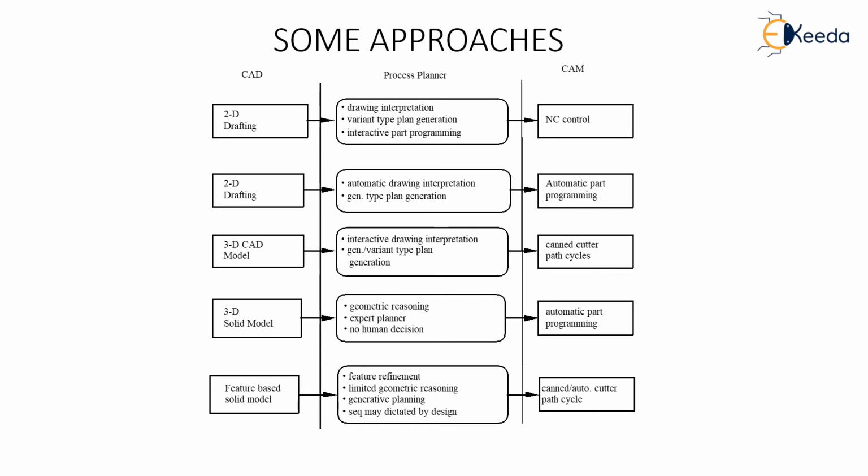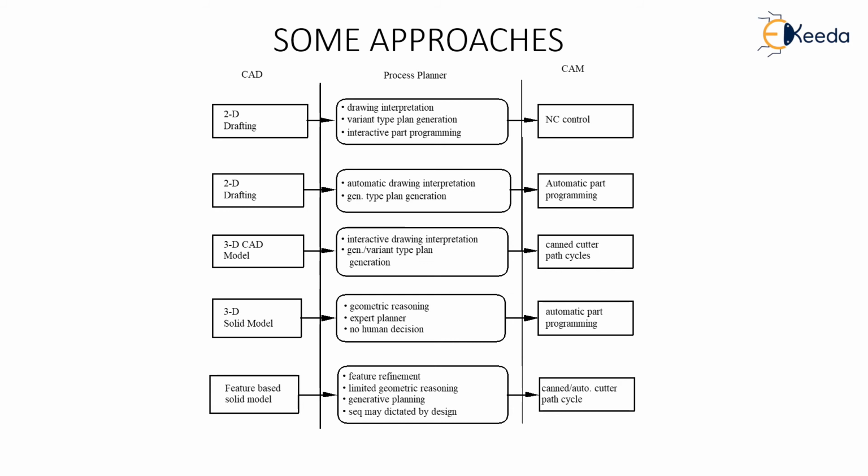So what are the approaches of this computer-aided process planning? We may have 2D drafting, in which we can draw interpretation, we can do variant type plan generation, we can use interactive part programming by using numeric control programs. Next, we have 2D drafting also, which can be done by automatic drawing interpretation, generative type of plan generation, and automatic part programming. Then we have 3D CAD model, where interactive drawing interpretation, variant type plans, and generation can be done by using CAM cutter path cycles.